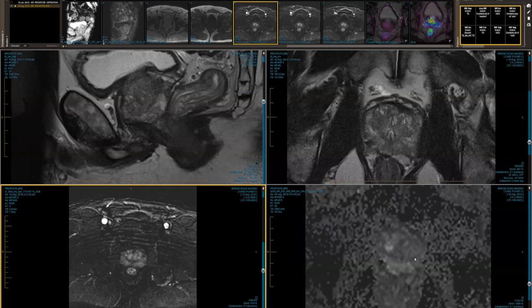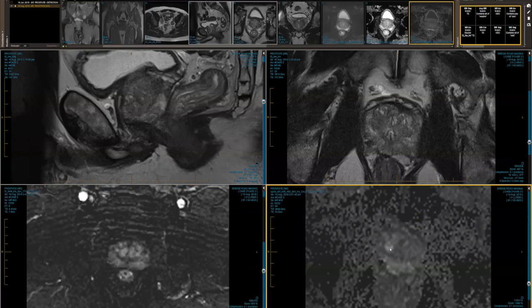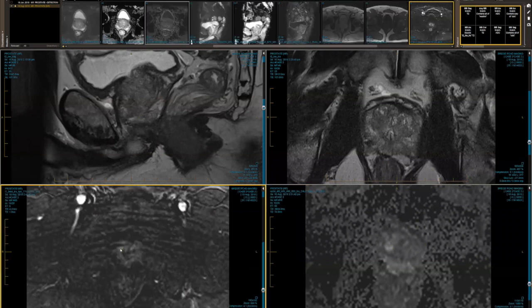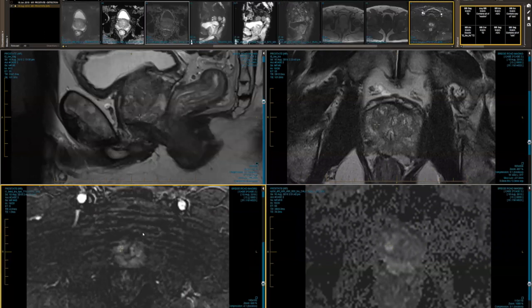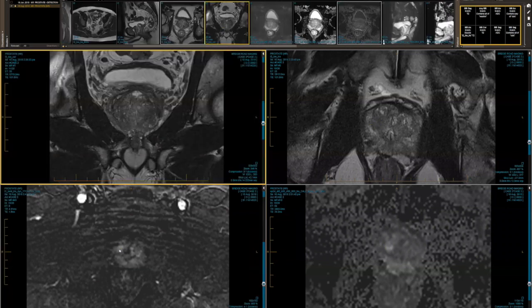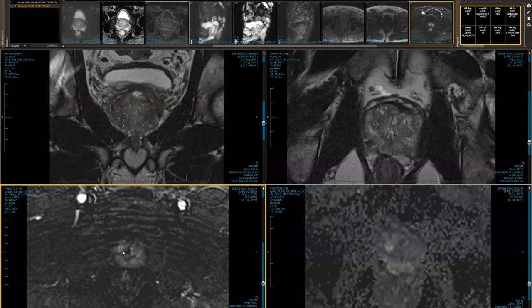So the lesion is here. Okay. It does enhance the contrast. Yeah. But if you look at the axials, it looks like transition zone. If you look on the sagittals, it's hard to tell. Look on the coronals. Yeah. Looks transition zone.